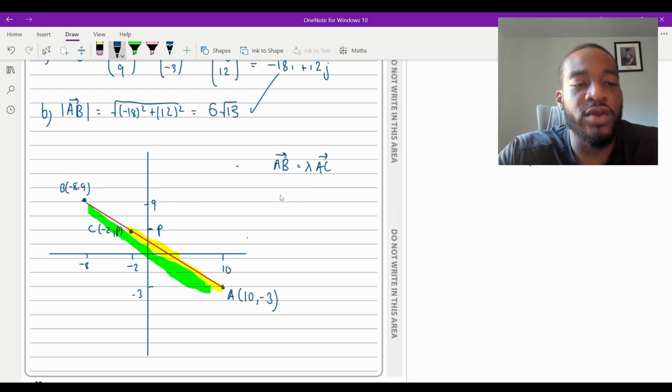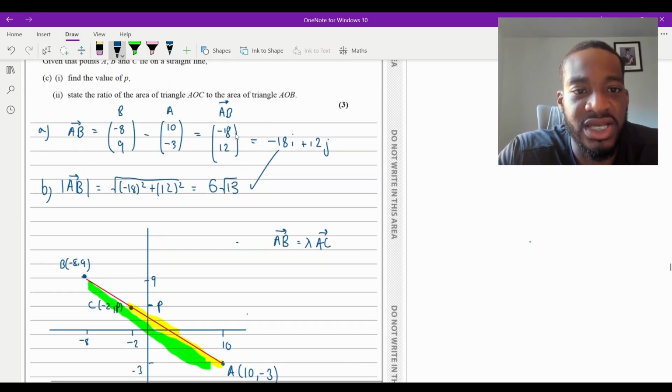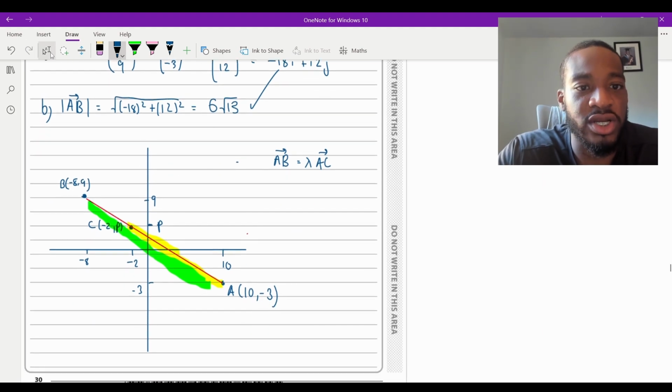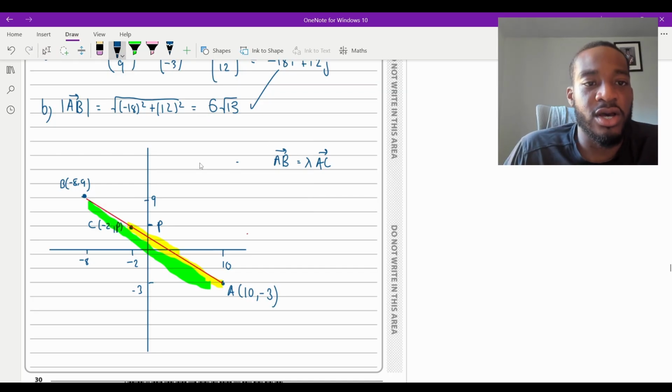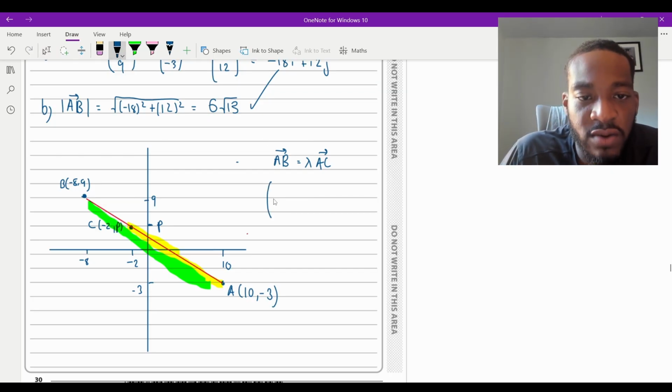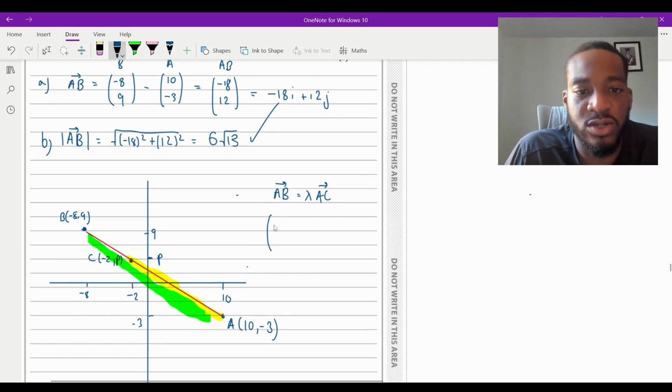So AB we already know it was (-18, 12). So what I'm going to do, should I do it? Have I got room here? Yeah, I'll do it here and I'll do the rest on the other page. So this vector here, I'll do it in column form again, (-18, 12). This will equal lambda, and then I'm going to work out what AC is now.